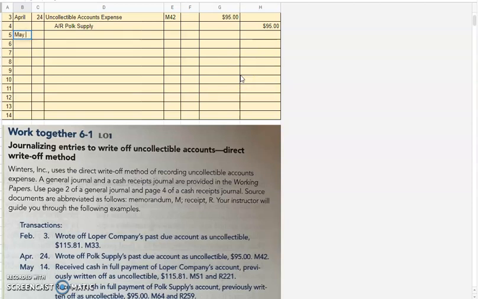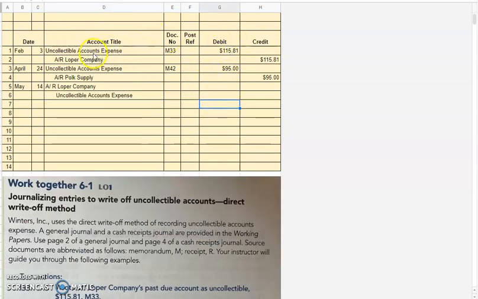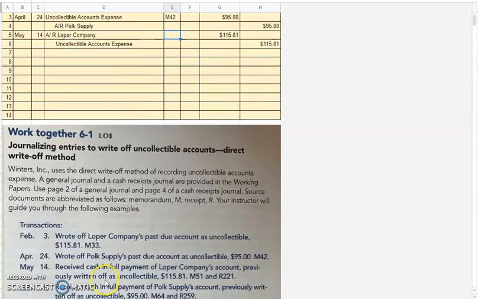So May the 14th, we have accounts receivable, Loper Company. We'll debit that to recreate it, reopen it. And then we are just going to reduce the uncollectible accounts expense that we charged right up here. So basically we just did a reversal of this entry, okay? So $115.81, $115.81, and what was our memorandum number? 51. So notice there's both a memorandum and a receipt number. That tells us the next step is going to go to our cash receipts journal. But this was memorandum 51. So the rest of this one will need to go to our other tab.